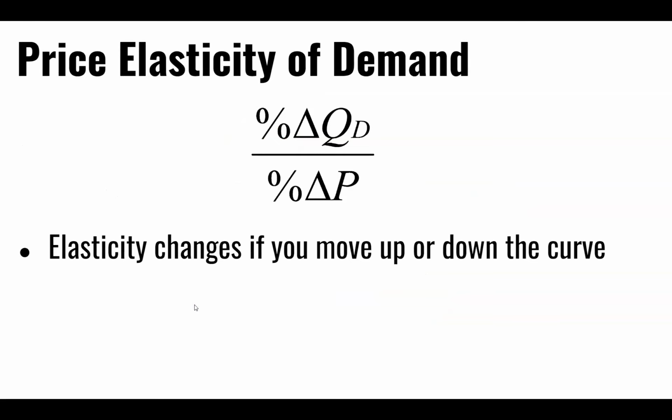We measure elasticity by the formula percent change in quantity demanded divided by the percent change in price. And that number will change as we move up and down the demand curve. The demand curve itself does not maintain a consistent elasticity. It actually changes as we go either up or down the curve.